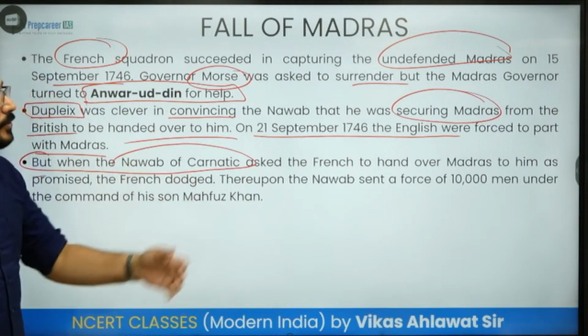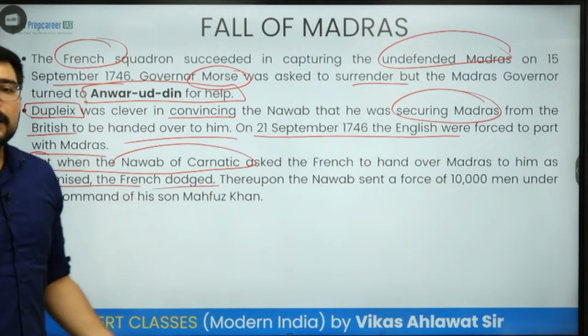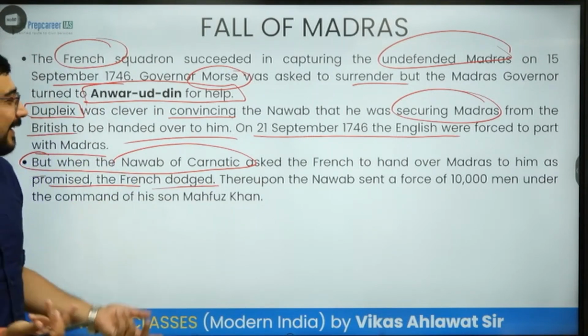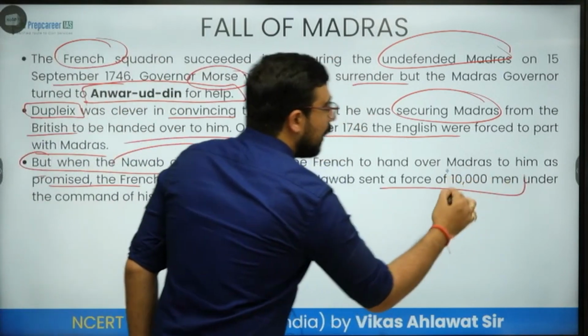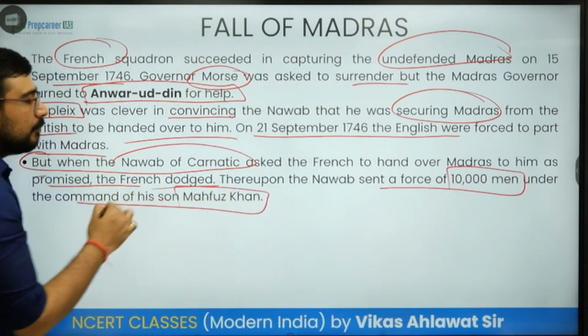But when the Nawab of Carnatic, Anwaruddin, asked the French to hand over Madras to him as promised, the French dodged. उन्होंने मना कर दिया कि ऐसी तो बात ही नहीं हुई हमारी कुछ, है ना, कि मद्रास तो हमारा है, हमने लड़ा है. Thereupon the Nawab sent a force of around 10,000 men, under the command of Mahfuz Khan.